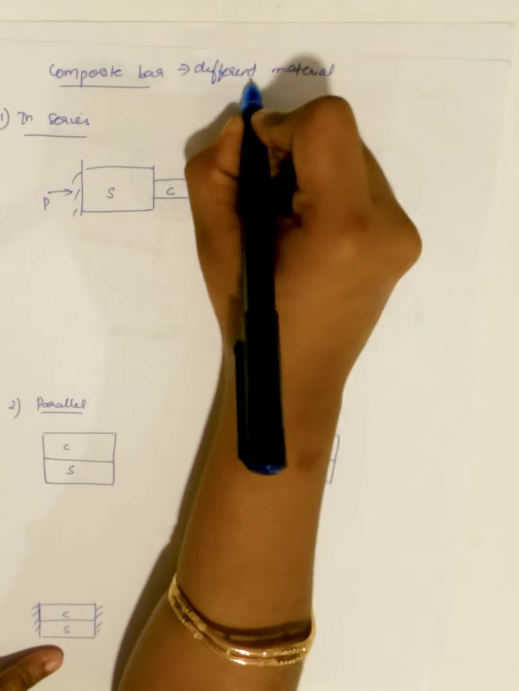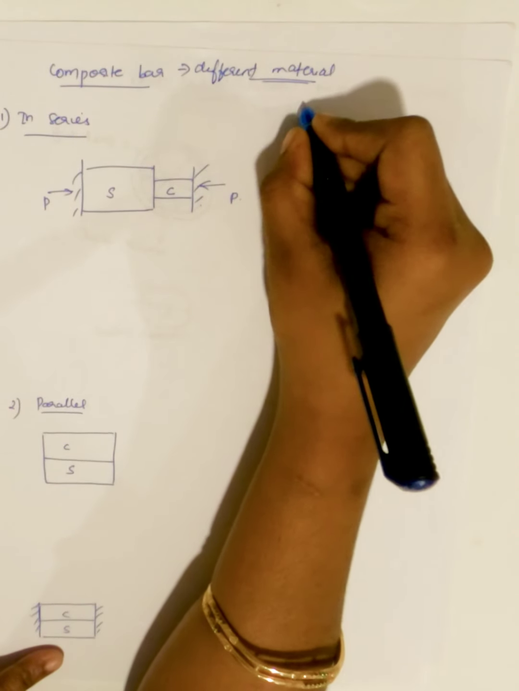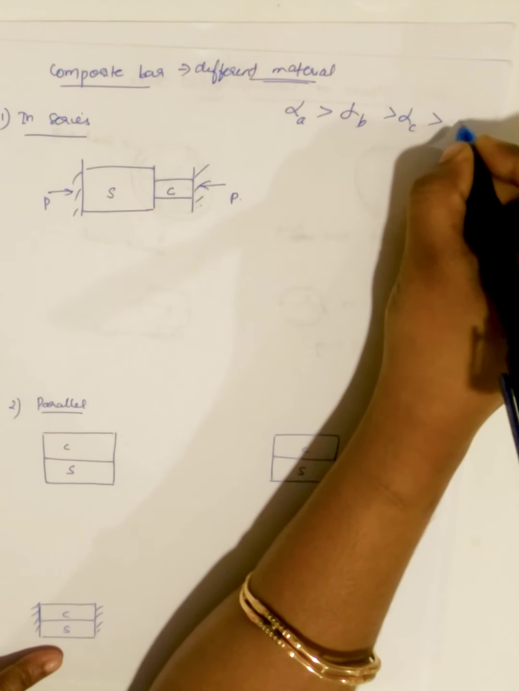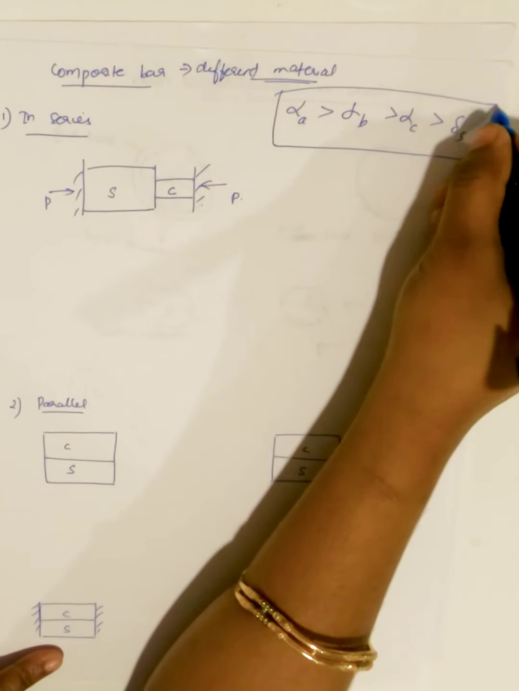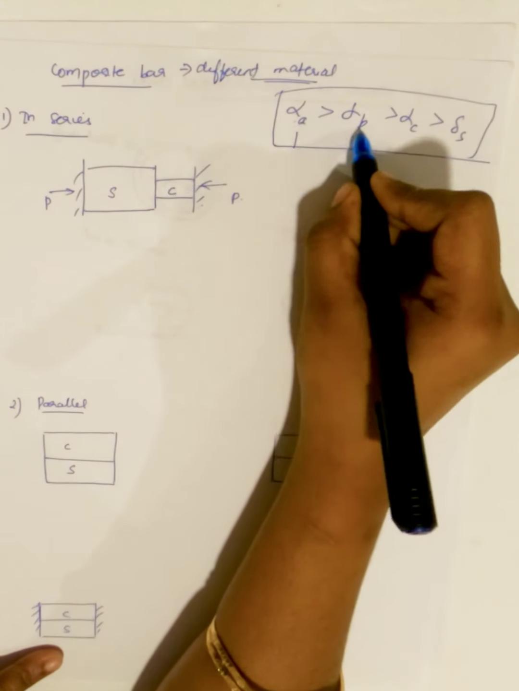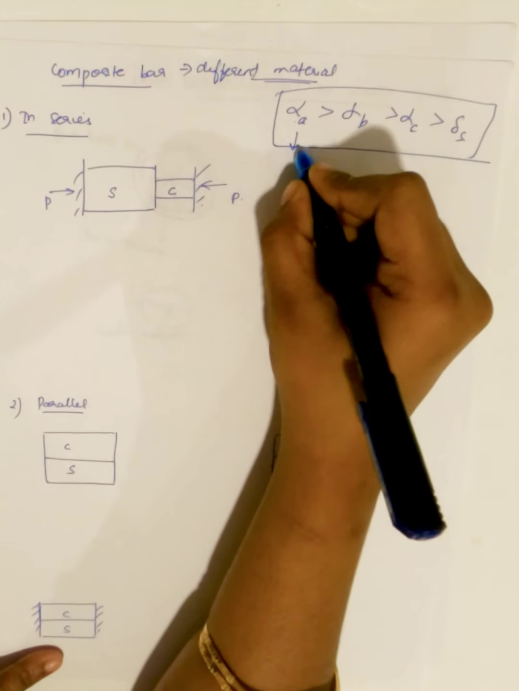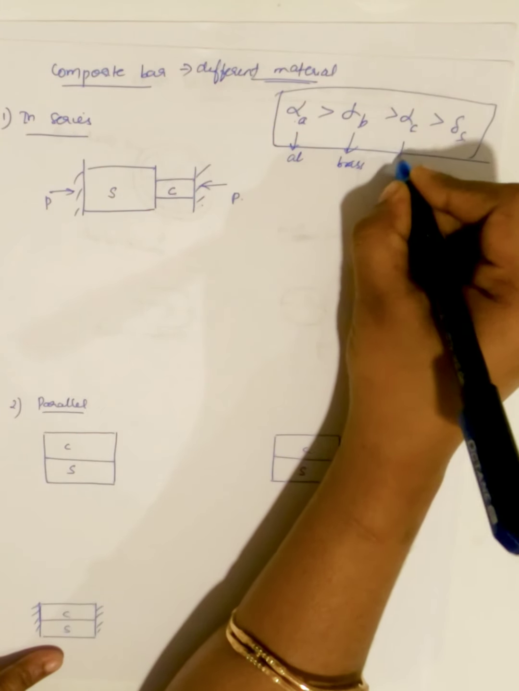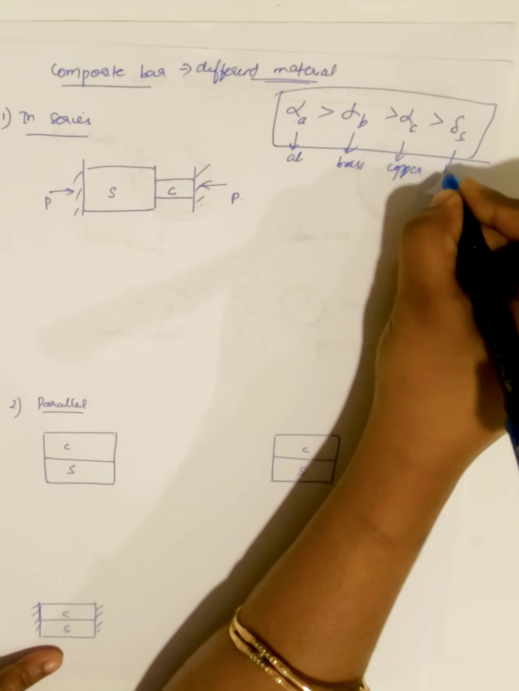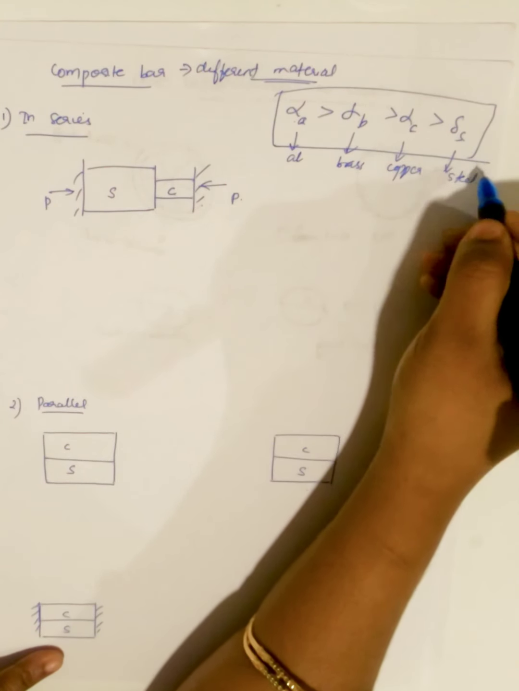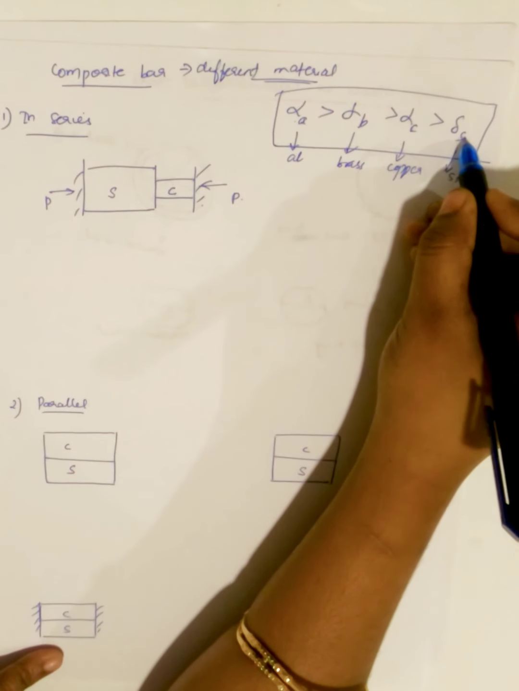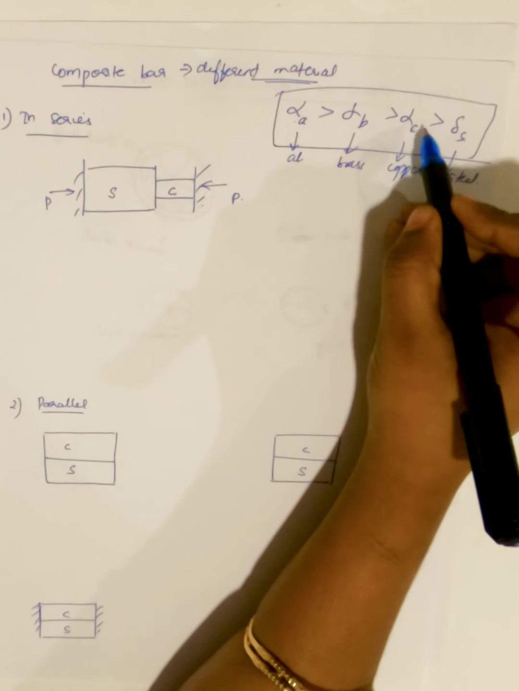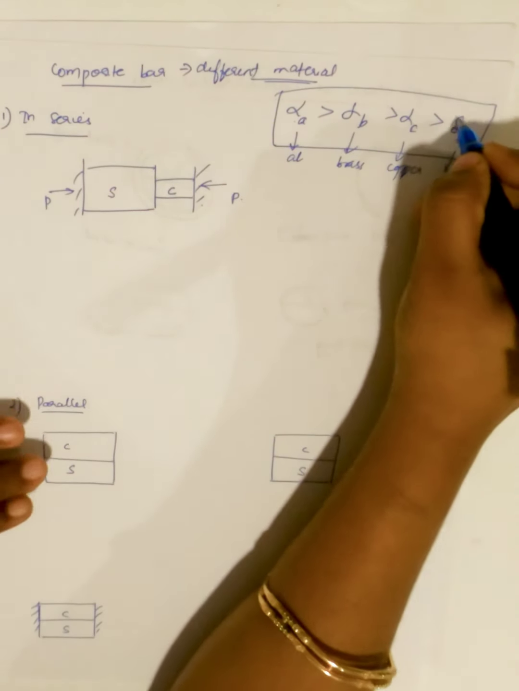So suppose we can study something. See, alpha A is greater than alpha B, greater than alpha C, greater than alpha S. Simply memorize this one. Here it is in A, B, C format, and the last one is S. A is aluminium, B is brass, C is copper, S is steel. If a problem is asked taking copper and steel, then we will directly know that alpha of C is greater than alpha of S.